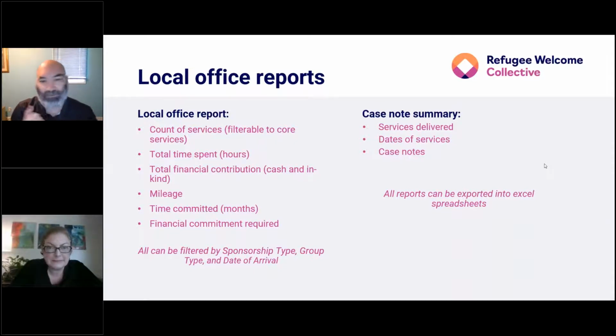So there's a total list of services that may be provided. So airport arrival, going to apply for SNAP benefits, signing up for an English language program or employment, things like that. But there are also additional wraparound services that might not necessarily be considered a core service, but they're still important services that are being provided. So you can filter by if you just want to look at core services, or if you want to look at total amount of services, total time spent.